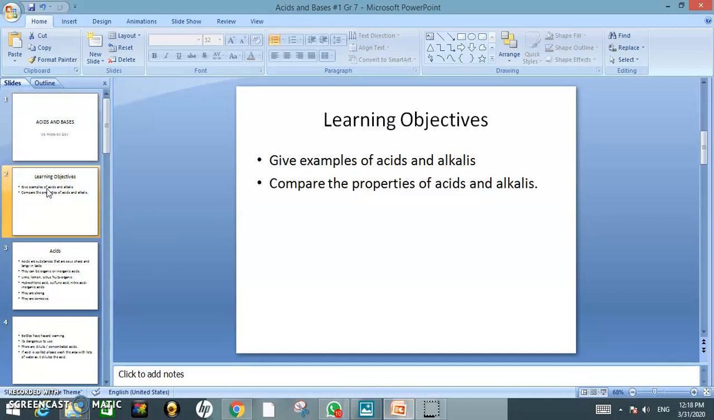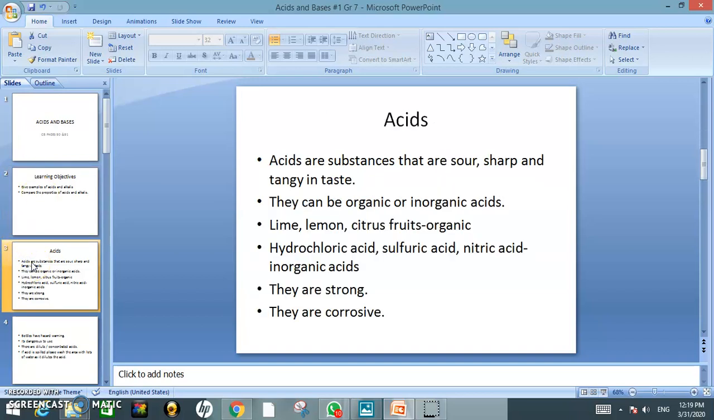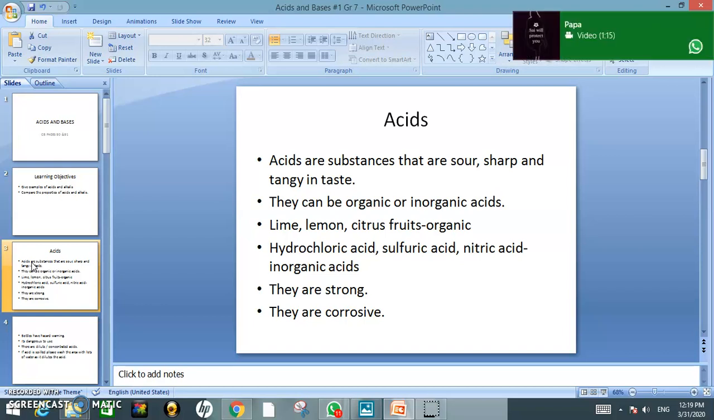Now the learning objectives for this unit, one of the part is that you have to know the different examples of acids and alkalis. And the second is that you've got to compare the properties of acids and alkalis. Now acid is a word you must have often used, right? Don't do it, this is acidic, or citrus fruits are acidic in nature.